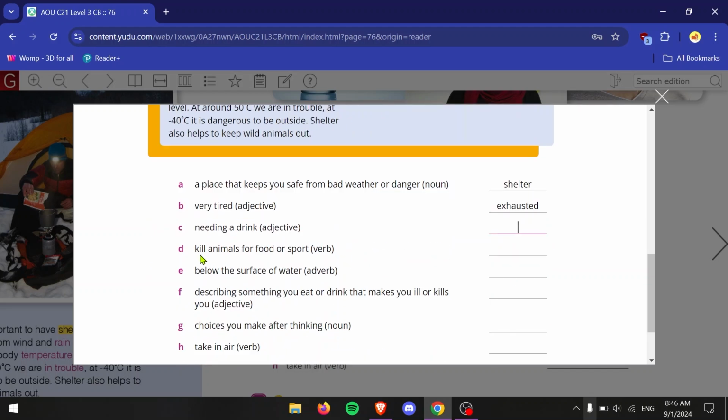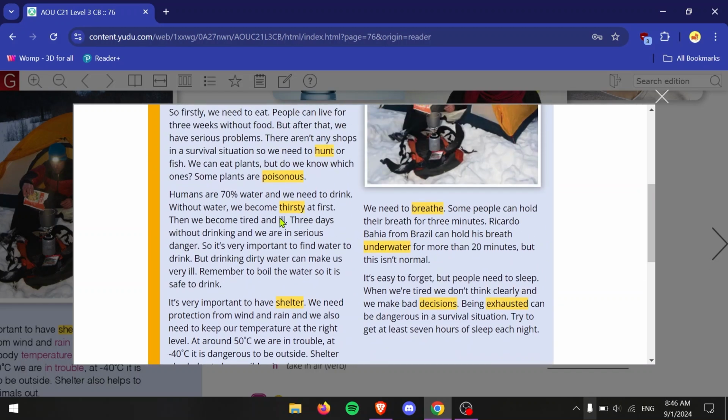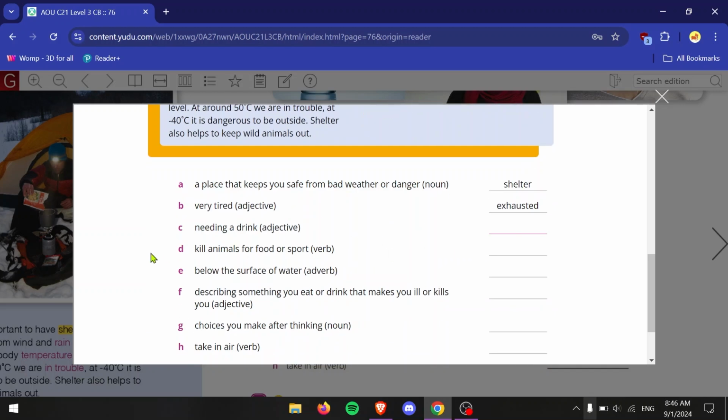C, needing a drink, adjective. Needing a drink will be, this one is pretty simple right here. Humans are 70% water and we need to drink. Without water, we become thirsty at first. So thirsty here always means needing a drink. Thirsty.